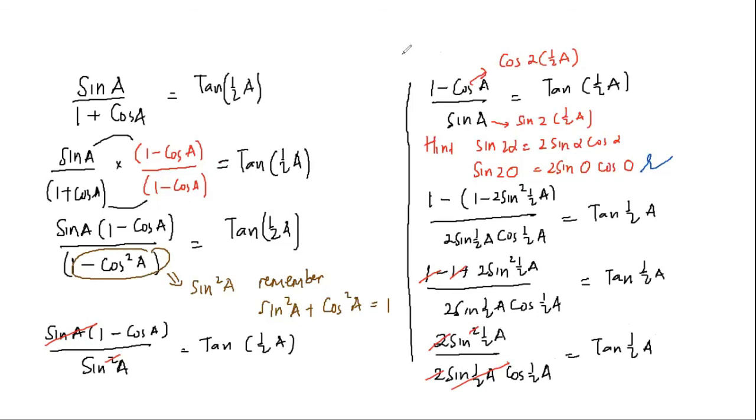Proven, right? Yes, sir. So we got sine a half A over cosine a half A equal tangent a half A. So what is this one? Proven, right? This one is tangent a half A. Proven, right? Okay, sir. Proven. Clear? Clear, sir.